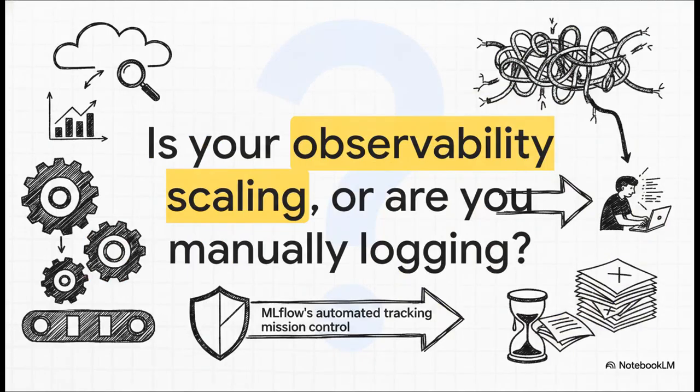So I want to leave you with this thought as you head back to your own pipelines. As your models evolve, is your observability scaling automatically, or are you still manually logging? The leap from classical machine learning to GenAI agents is massive. If your tools require you to write custom logging code for every new prompt, tool, or API parameter, you're honestly going to get left behind. By using MLflow's automated tracking and secure mission control, you can finally stop debugging your logging code and get back to actually building the future.